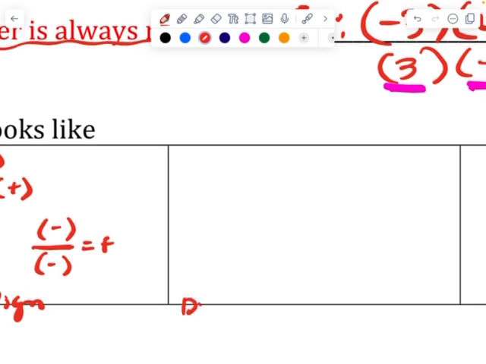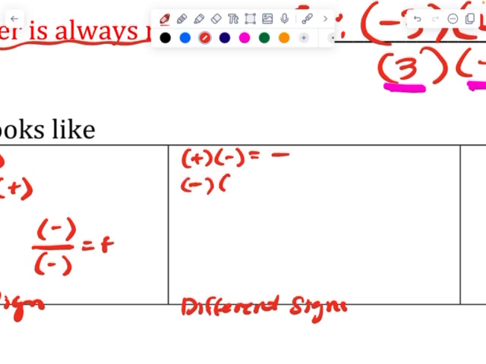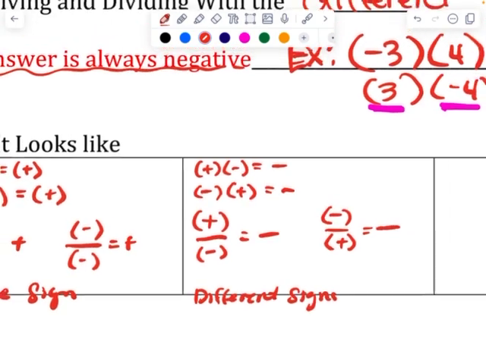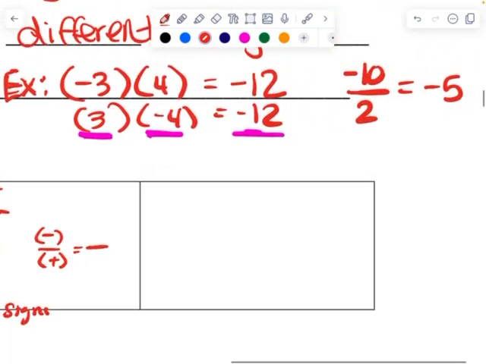Let's look at different signs. So if I have a positive times a negative, I get a negative. If I have a negative times a positive, I get a negative. If I have a positive divided by a negative, I get a negative. And if I have a negative divided by a positive, I get a negative. So those are rules to keep in the back of our mind. Let's just come up with a few examples here.